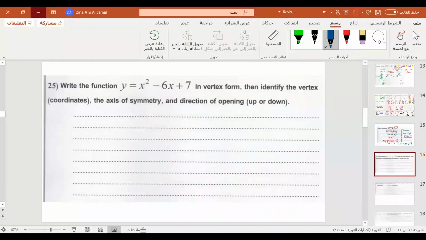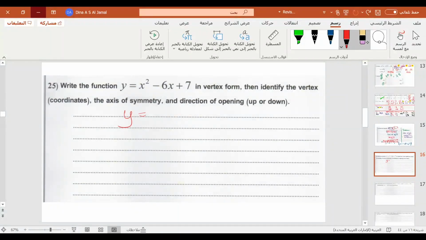Let's go to this question. Write this function in the vertex form. Then identify the vertex, which is the coordinates of the vertex, the axis of symmetry, the direction of opening, whether it is up or down. So now let's pay attention to this. Y is equal.